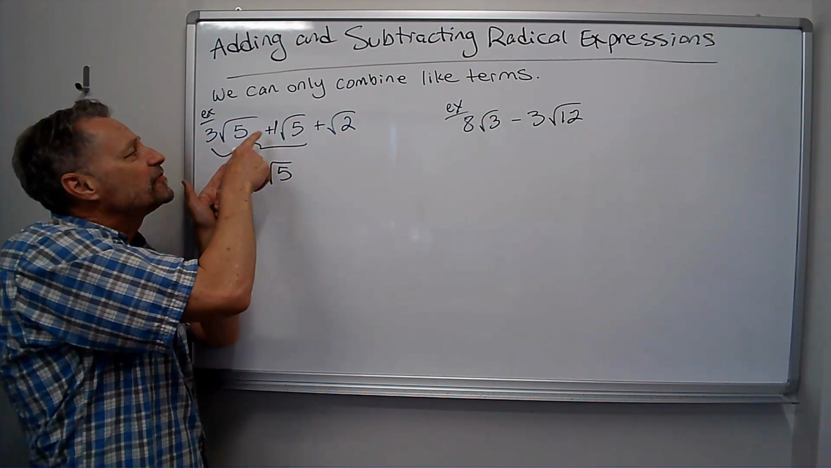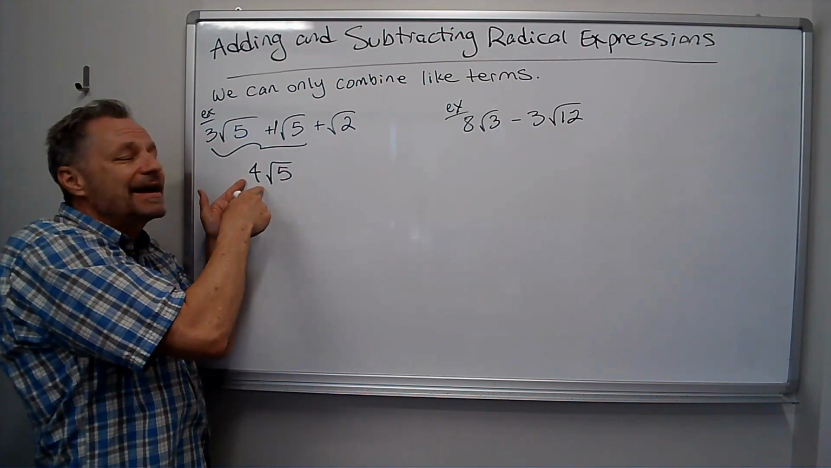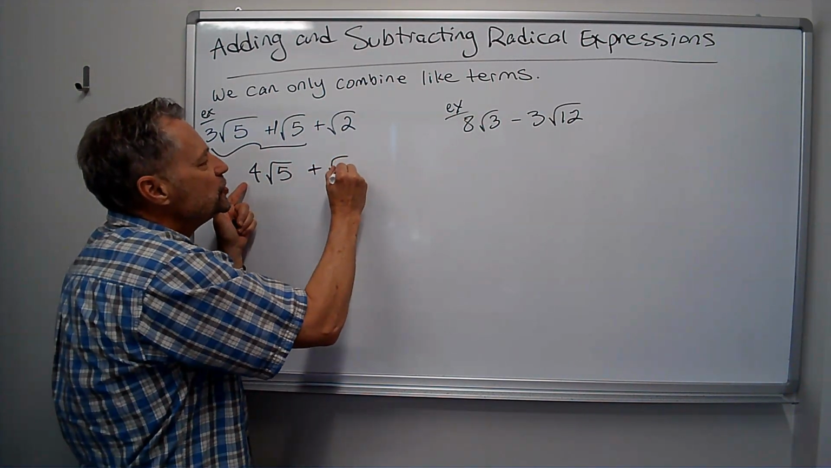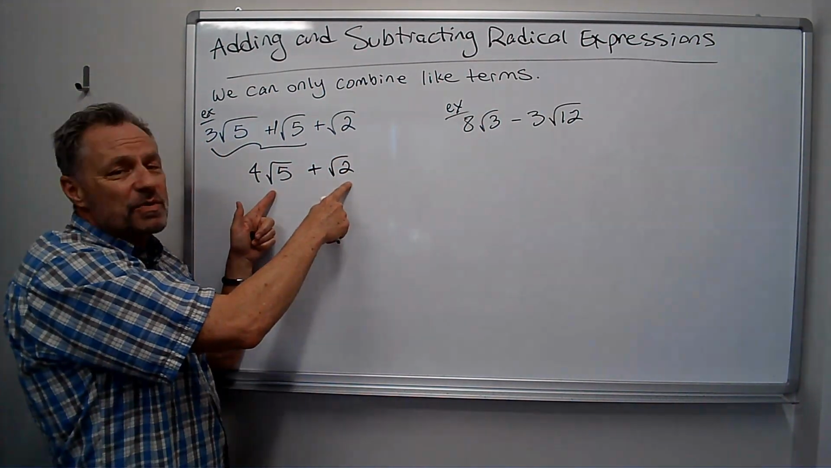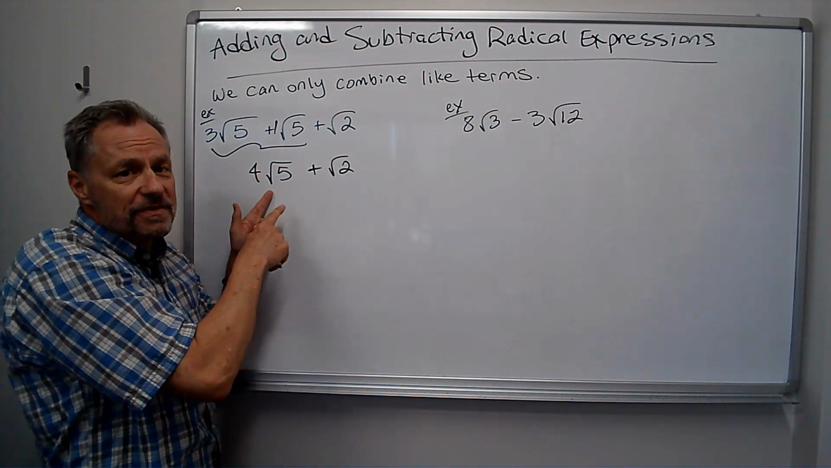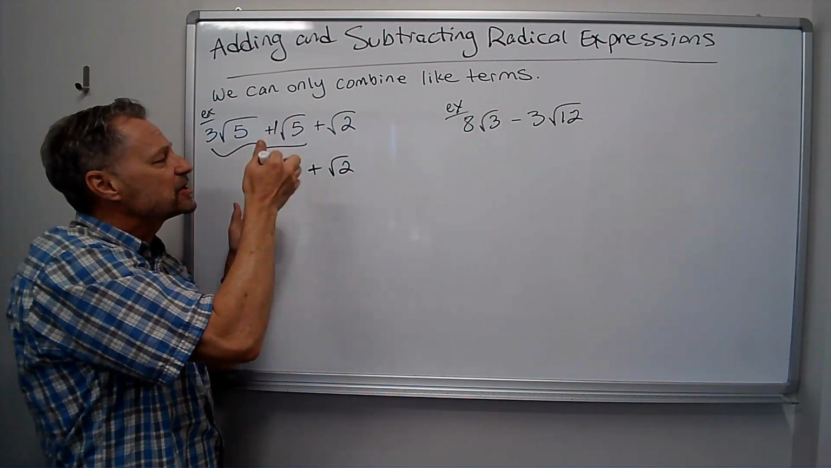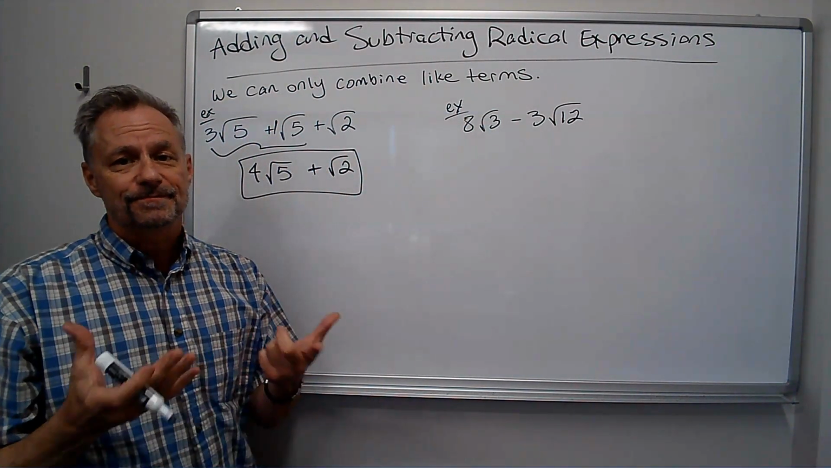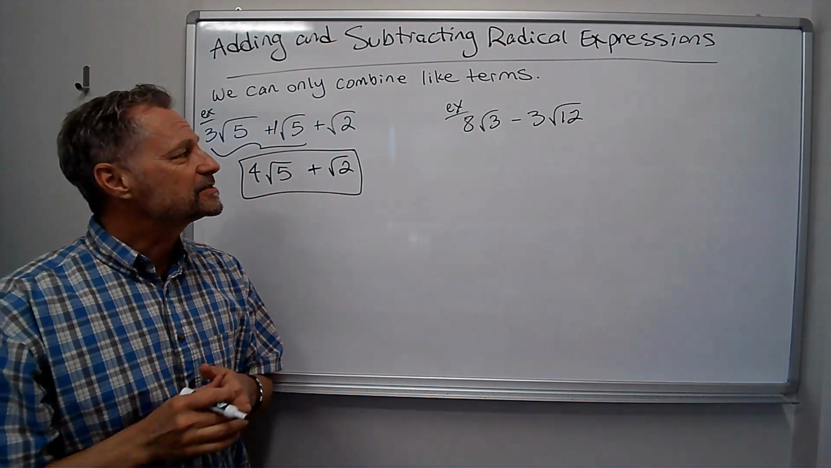Well, x in this case is the square root of 5. So I get 3 root 5. You give me another root 5, and now I have 4 root 5s. And we've still got this plus root 2. The problem is that the square root of 2 and the square root of 5 are not like terms. So we can't go any further than this. These two we could add together, combine like terms. These two we cannot. That's our answer. Fully simplified.